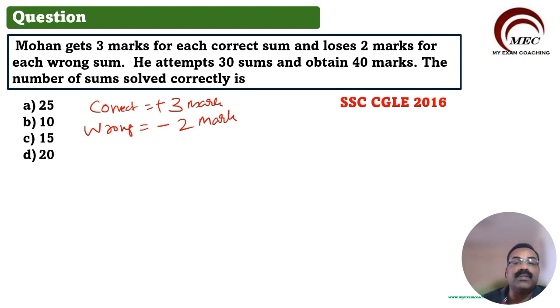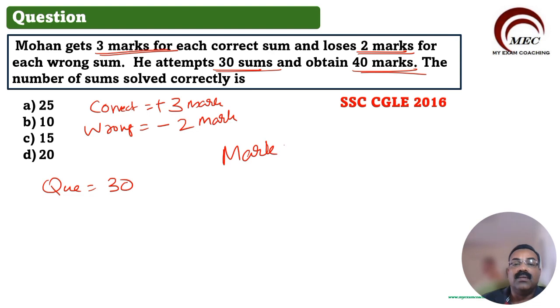He attempts 30 questions. Total questions he attempted is 30. So 3 marks for a correct answer, 2 marks lost for a wrong answer. Total questions attempted is 30 and the marks obtained is 40. He got the mark 40.